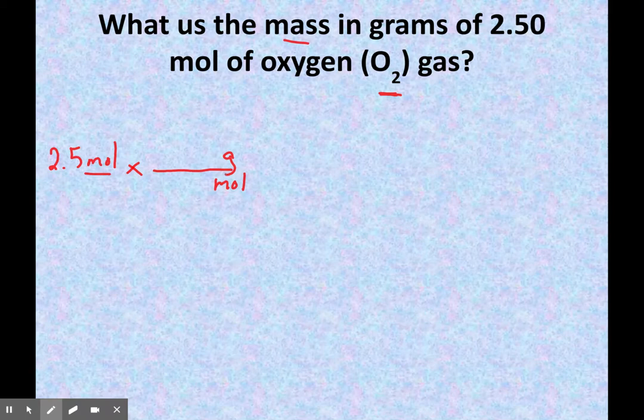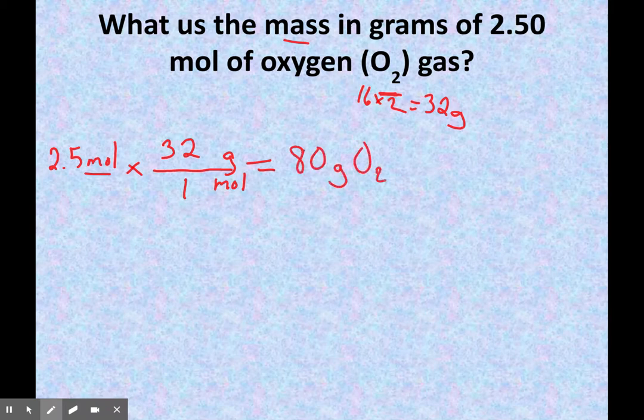And we said that 1 mole equals the mass from the periodic table in grams. Oxygen, if you look it up on the periodic table, is 16, but we have 2 of those. So that's going to be a mass of 32 grams. So we'll put 32 in our grams spot. And since we were looking for grams, now we're ready to multiply. So 2.5 times 32 is going to give me 80 grams of O2 for my answer.